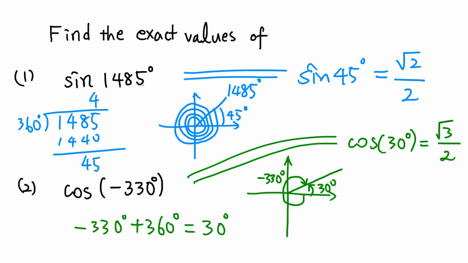So the idea is if you're given a really big angle or some negative angles, you can just add or subtract or maybe divide to get some simpler coterminal angles and use them to compute the trigonometric function values.